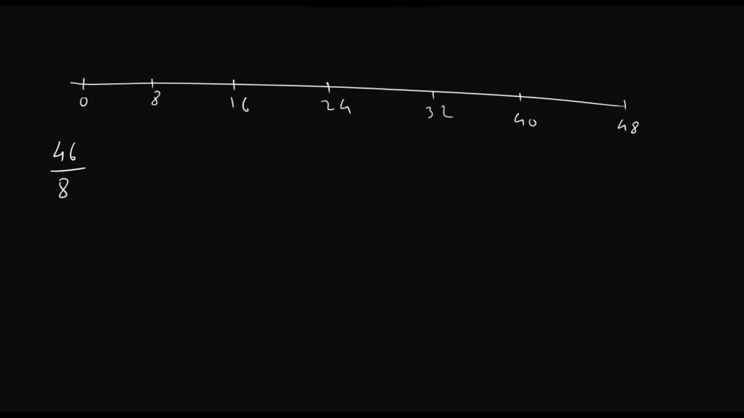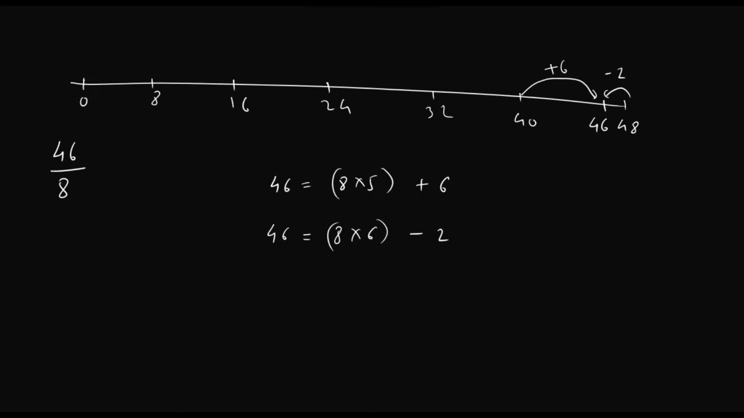Okay. Now 46 is a number which is somewhere here. Now this 46 is 6 more than a multiple of 8 or it is 2 less than a multiple of 8. So I can write 46 as 8 into 5 plus 6, which is positive remainder, or I can also write 46 as 8 into 6, 48 minus 2. So I got two remainders. One is positive remainder and the other is negative remainder, right? So far we have learned two types of remainders. One is positive and the other is negative.